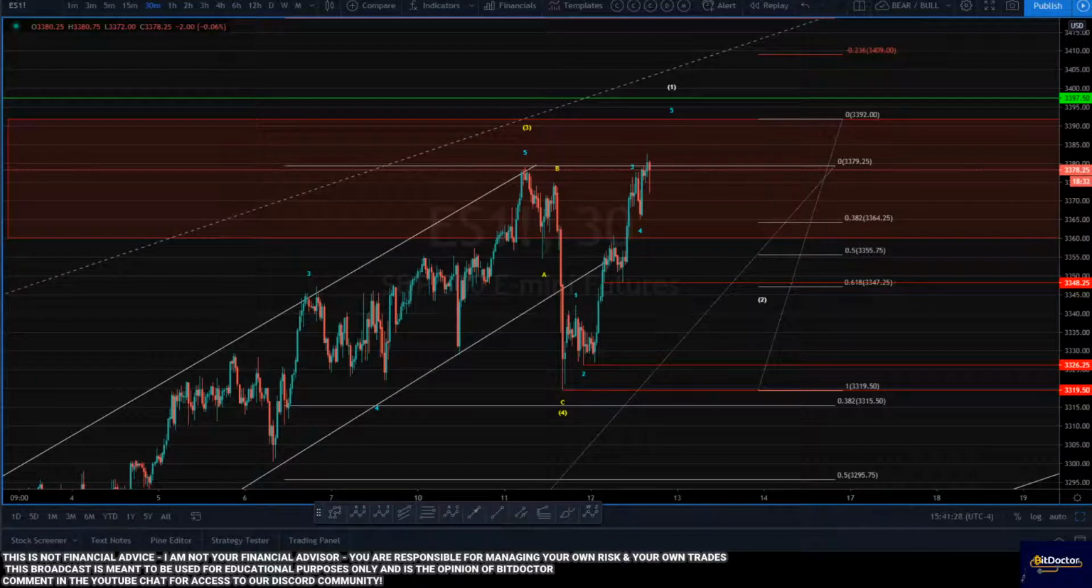I do think we're going to make our way up to our highs. I think we get a pullback. Ultimately, I do think the potential is there for an inverted head and shoulders continuation pattern, which would take us up a little bit higher.